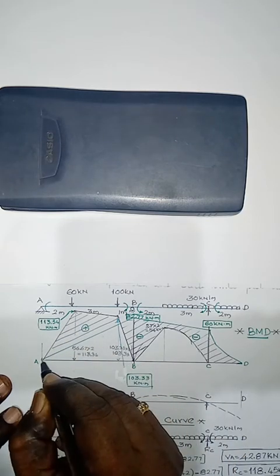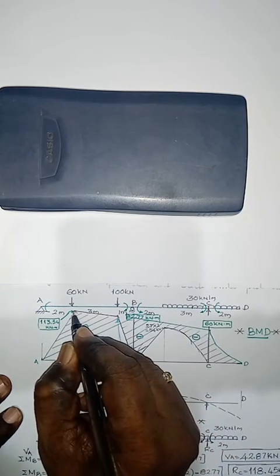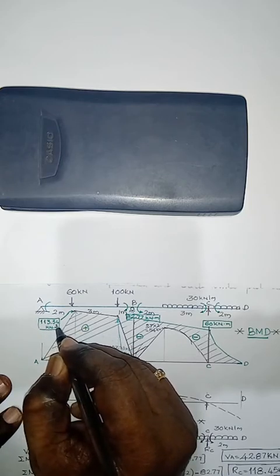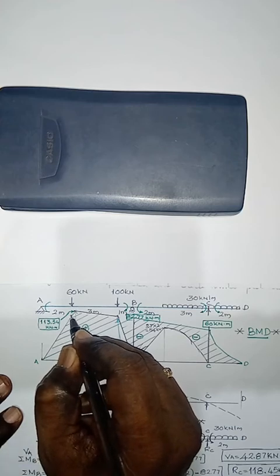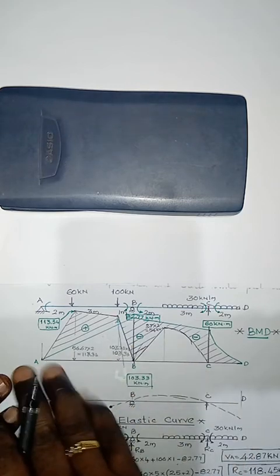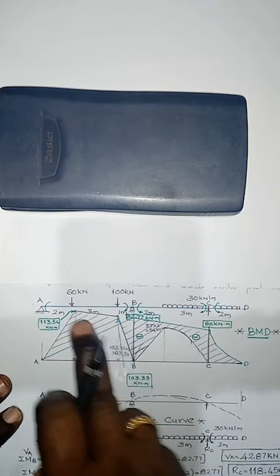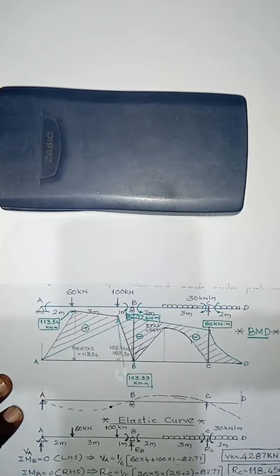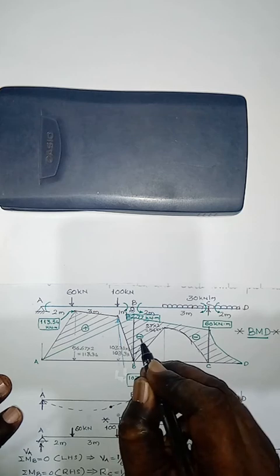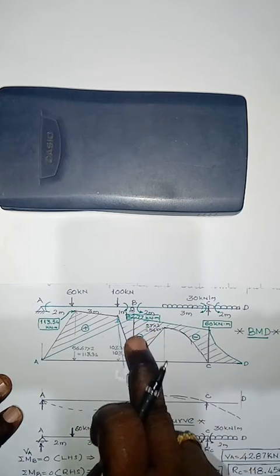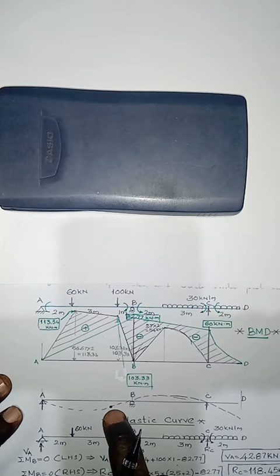Here at the support the bending moment is 0. Below the point load of 60 kilonewton, that is 56.66 into 2, that is 113.34. Here this is 103.33 into 1. This is the bending moment ordinate. Join these ordinates, then the variation is a straight line. This one is positive bending moment, this one is negative bending moment. This portion is purely subjected to hogging.